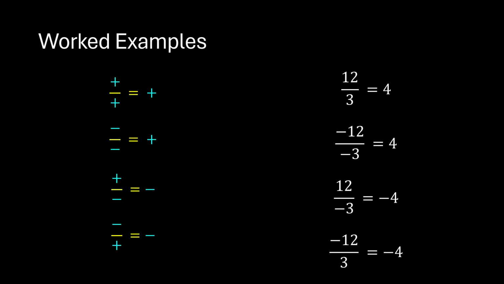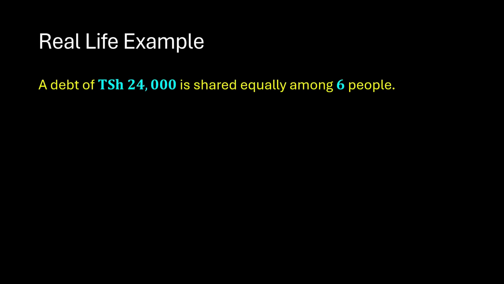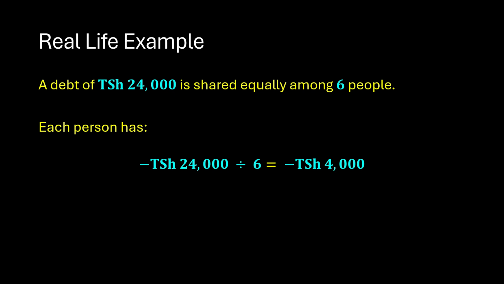Now let's take a look at another real-life example. A debt of 24,000 Tanzanian shillings is shared equally among 6 people. So each person has minus 24,000 shillings divided by 6 equals minus 4,000 shillings. In other words, each person owes 4,000 shillings.